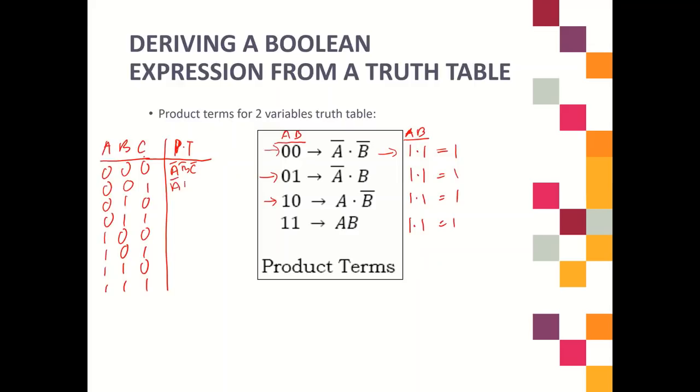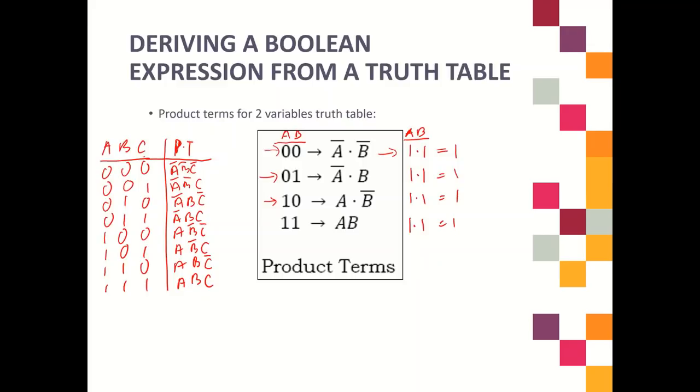Then this one is A bar, B bar, and C. A bar, B, and C bar. A bar, B, and C. A, B bar, C bar. A, B bar, and C. A, B, and C bar, and the last one is A, B, C, right? So this is the product term for three variables.